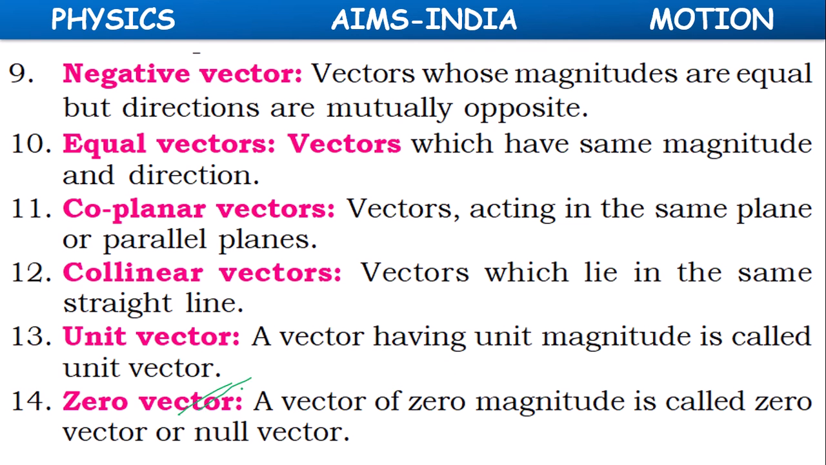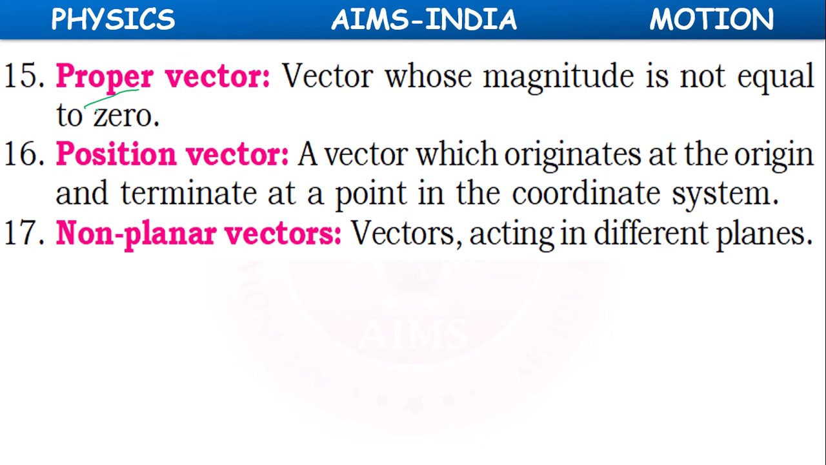A zero vector is a vector which has zero magnitude but some direction, and it is called zero vector, or another name, null vector. Next, proper vector means a vector whose magnitude is not zero.